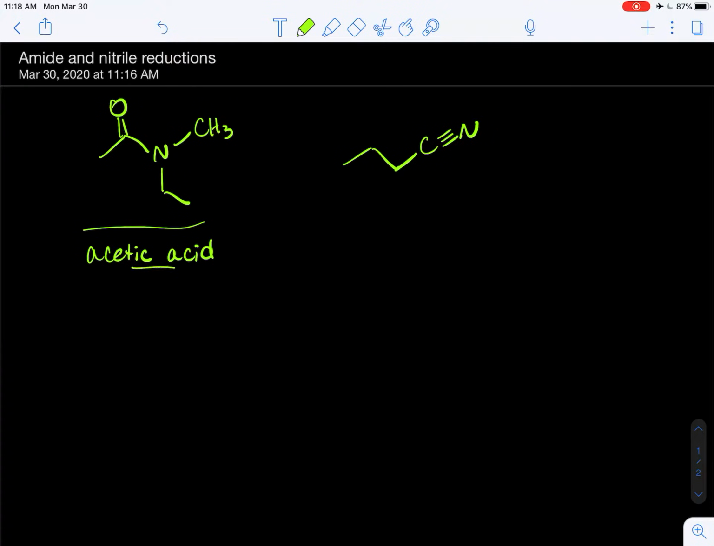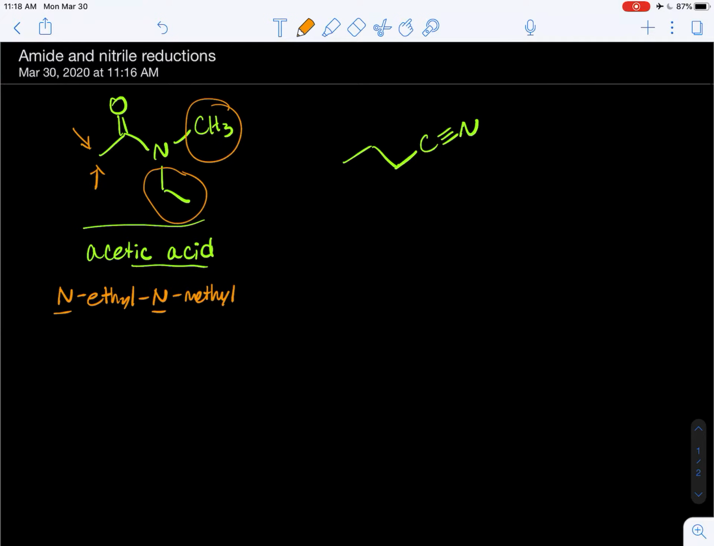Okay, so it's going to be an acetamide derivative, and we want to take a look at what functional groups are attached to the nitrogen. There's a methyl and an ethyl. Ethyl is alphabetized first, then N-methyl, and yes, you need an N for each one, or else we might think that there's methyls or ethyls attached to the carbon framework that makes up the rest of the molecule, and this would be called N-ethyl-N-methylacetamide.